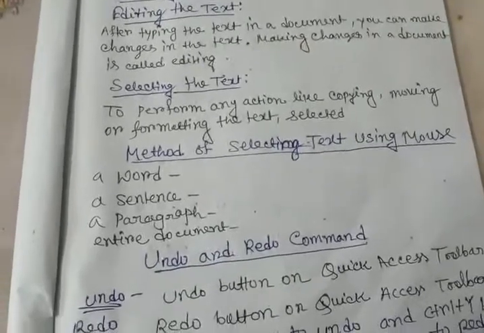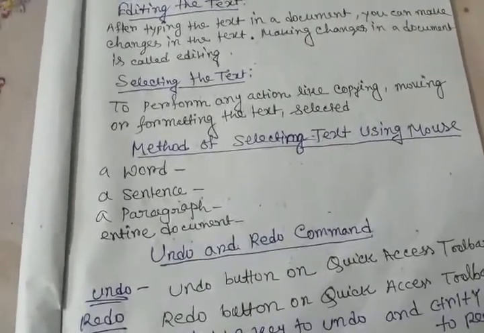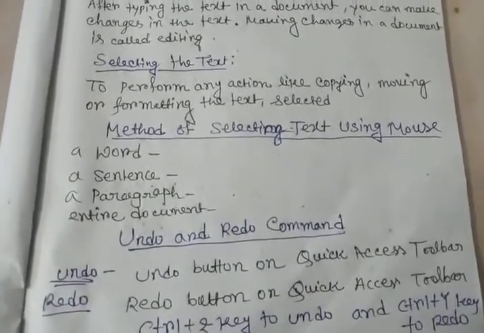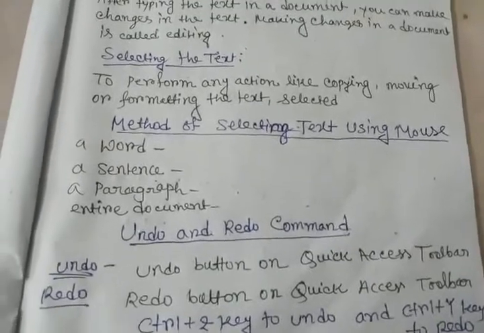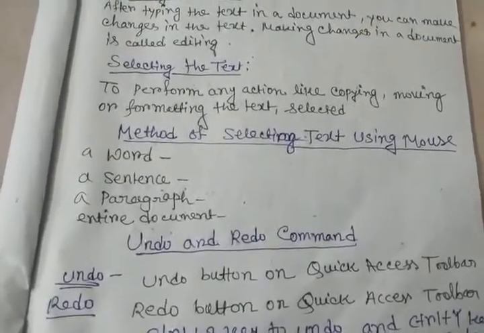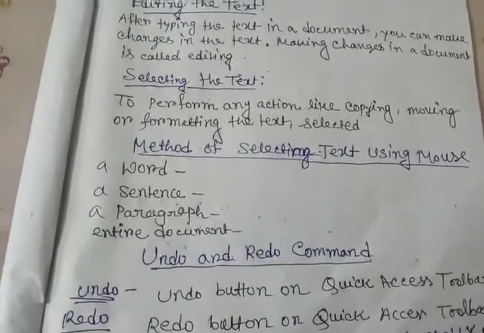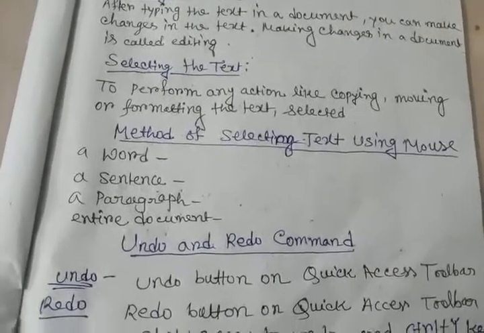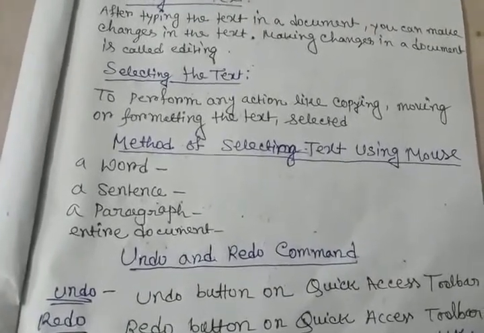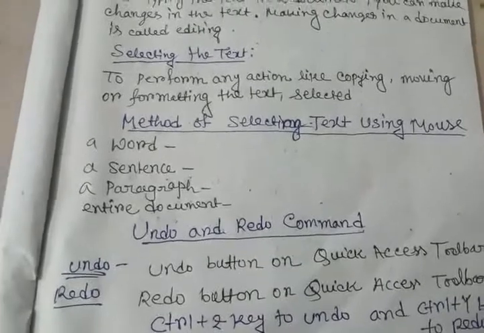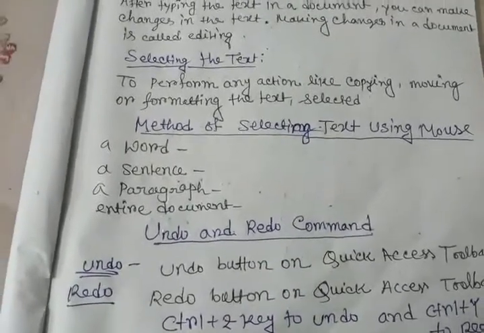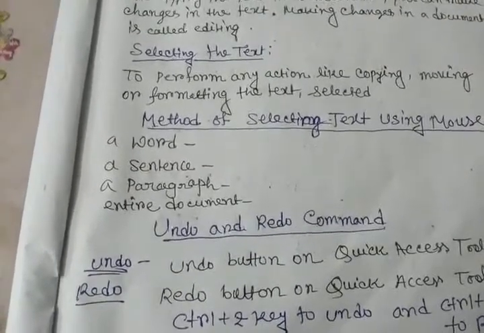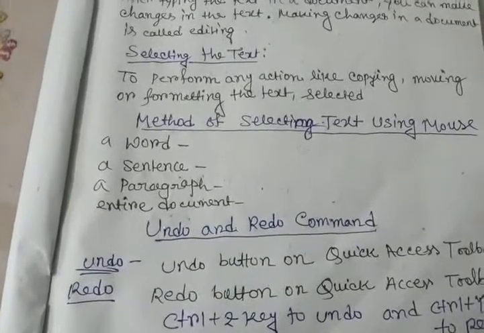MS Word allows you to select a piece of text in several ways. We can select text by using the mouse. If we want to select a word, then we have to double click. If we want to select a sentence, hold down the Control key and click anywhere on the sentence. If we want to select a paragraph, then we have to click 3 times anywhere in the paragraph or double click in the left margin next to the paragraph.